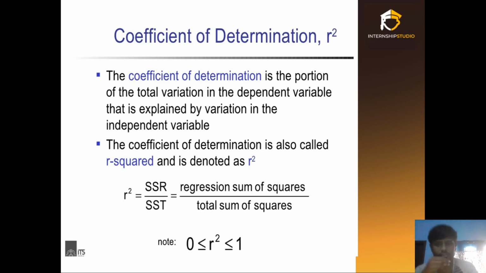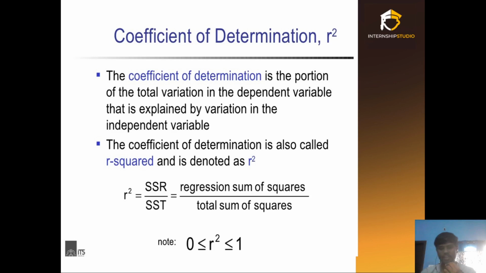Yeah, that coefficient of determination is the R square that we were referring to, and it is the portion of the total variation in the dependent variable that is explained by the variation in the independent variable. In the sense, the coefficient of determination value represents the variation that is present with respect to the x and y values respectively. It is also called R square, and it is denoted as R square. And how to calculate the R square, we were already looking into that part, right?